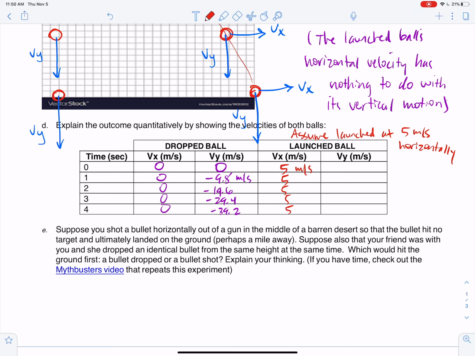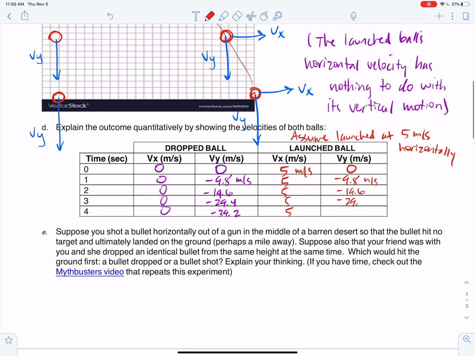But vertically, well, it's released. It falls just like the dropped ball. So after 1 second, it would accelerate in the vertical direction and it would reach negative 9.8 meters per second. And then the next second in the vertical direction, 19.6. And it would follow the rules of free fall in the vertical direction all the way down. So these velocities on the dropped ball perfectly match these velocities on the launched ball. This is why they hit the ground at the same time.